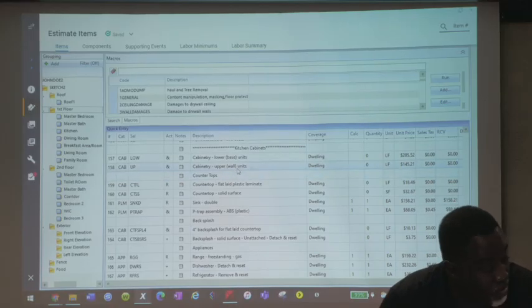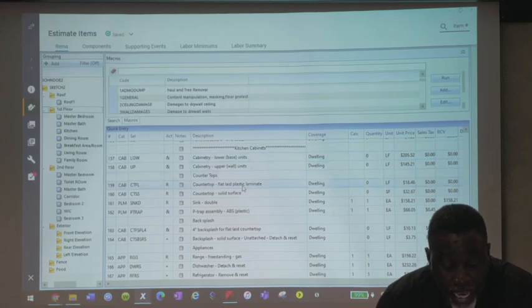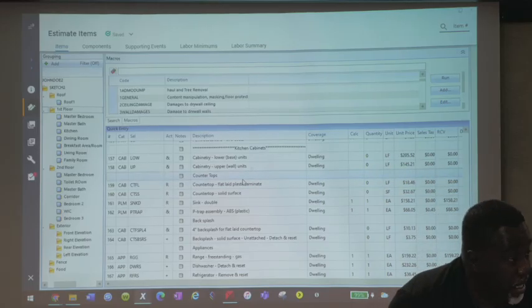All right, guys, so we're replacing the bottom cabinets, right? The countertops. If we have the bottom cabinets damaged, we are not replacing the countertop.